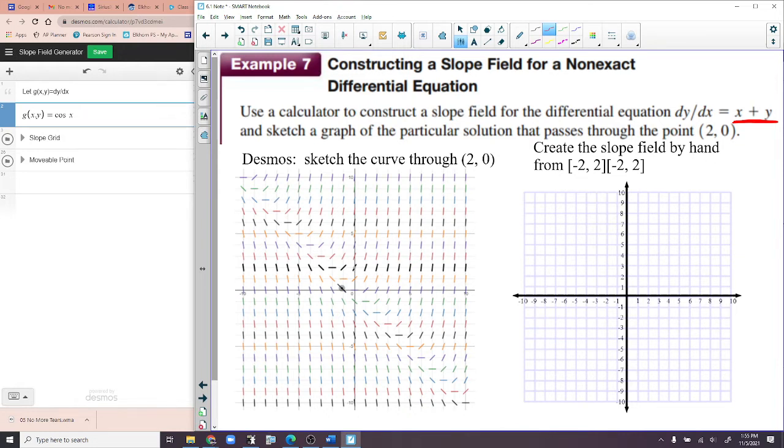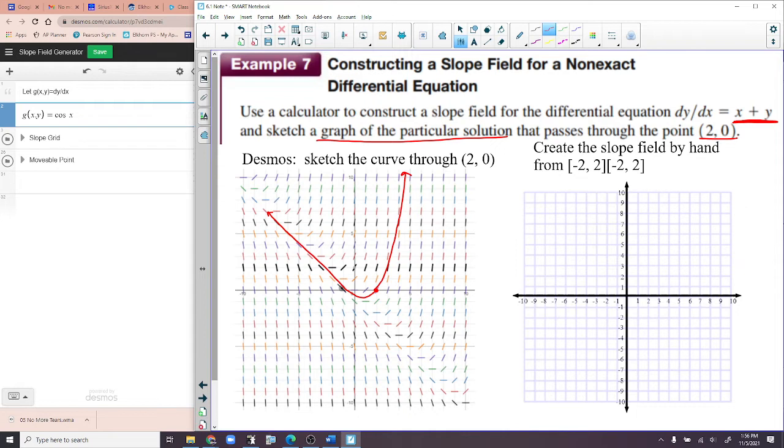And we're going to sketch a graph of the particular solution that passes through the point (2, 0). And we already did that in the warm-up. (2, 0) is about right here. So would you agree that it looks like it flattens out right there and then kind of follows that asymptote? And then it kind of just goes straight up. You guys agree with that roughly?